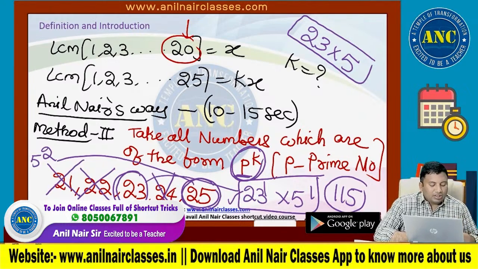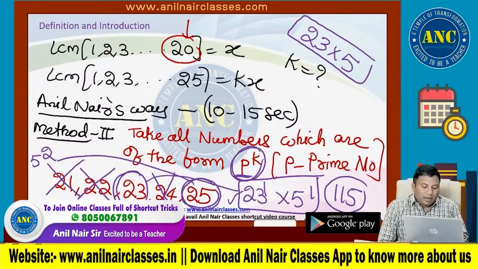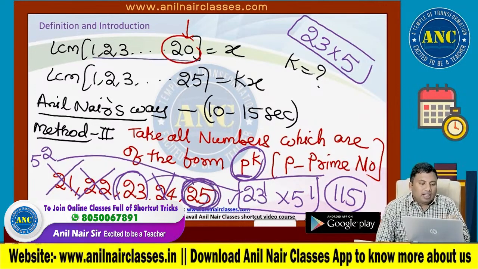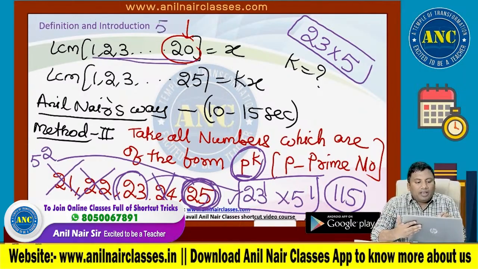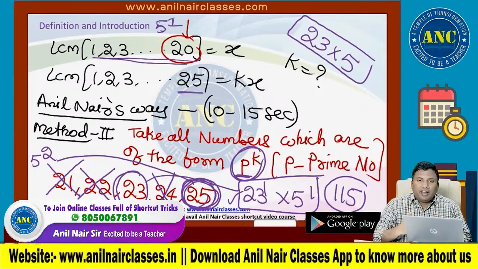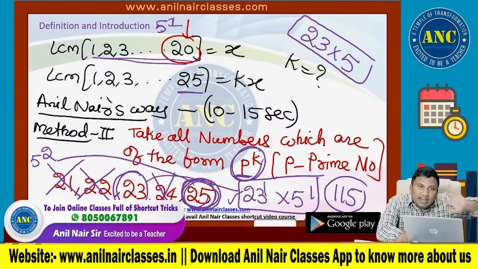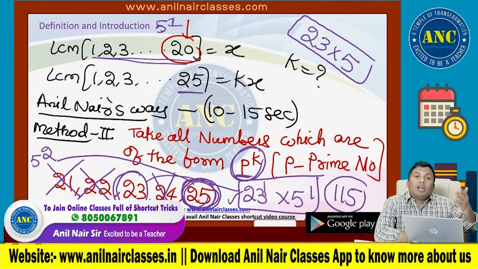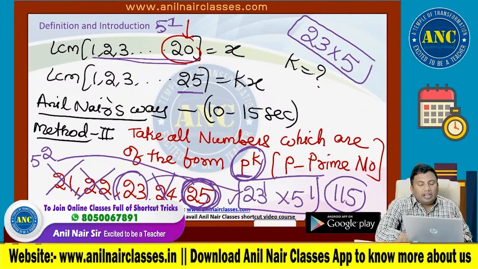Sai Kirti, I will take another 5 because 25 is 5 square. But till here, one power of 5 is already there in this number. I want till 25. 5 power 1 is there till 20, but I want till 25. So therefore, another extra 5 is there. 23 into 5 is 115.